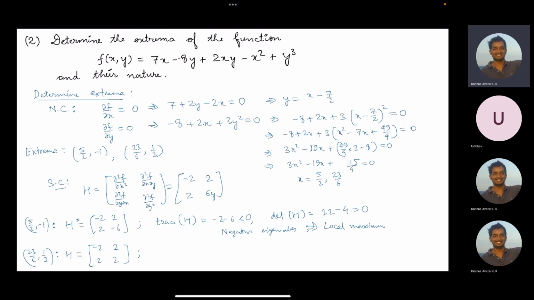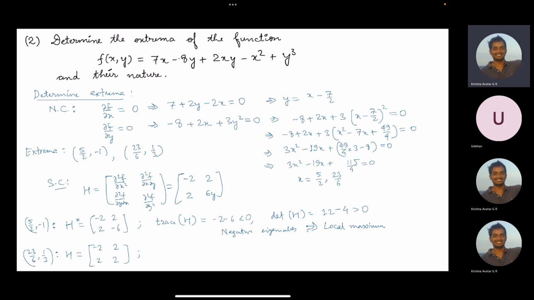At the point 5 by 2, minus 1, we have H star equal to minus 2, 2, 2, 6. We need to determine the eigenvalues of H star. There are two ways: either we obtain the eigenvalues of this Hessian matrix, which will have two eigenvalues, or we just find the trace and determinant, since these are easily obtainable.